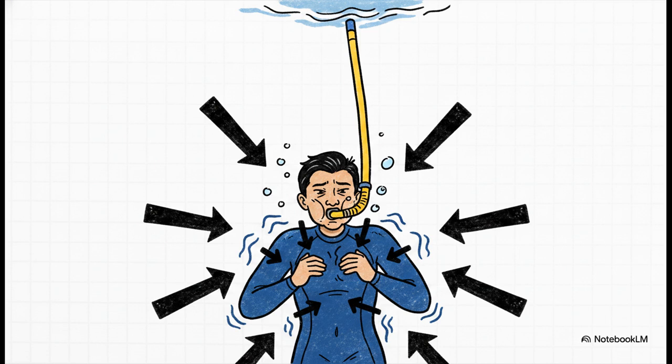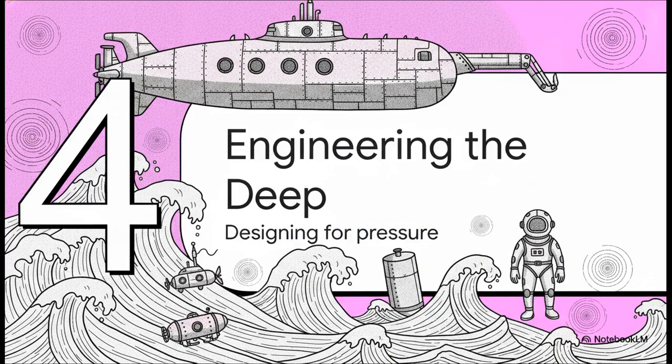As you go deeper, the crushing water pressure on your chest becomes so incredibly high that your chest muscles literally cannot expand your lungs to draw in air from that long tube. You'd just be physically trapped in this rigid cage of water pressure. That perfectly tees up Section 4, engineering for the deep.